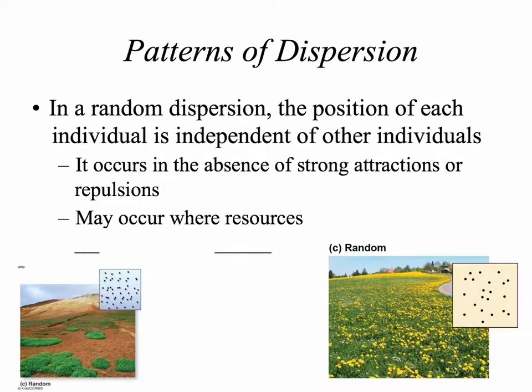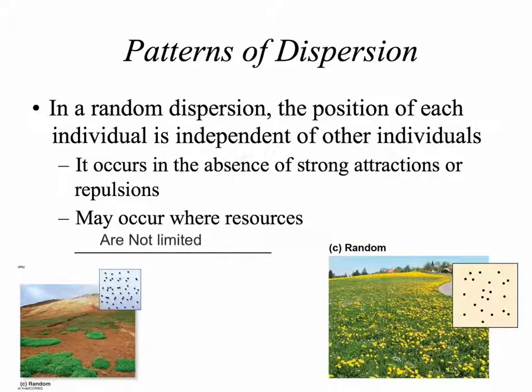The third pattern of distribution we're going to look at is random dispersion or random distribution. This is when the position of each individual is independent of the other individuals in the population. Random spacing occurs in the absence of strong attractions or repulsions. This means there's no territoriality. And also we see that the resources are not limited. This means there's plenty of resources for everyone.